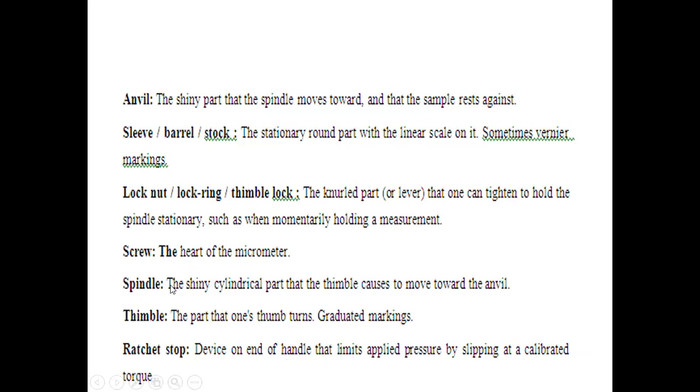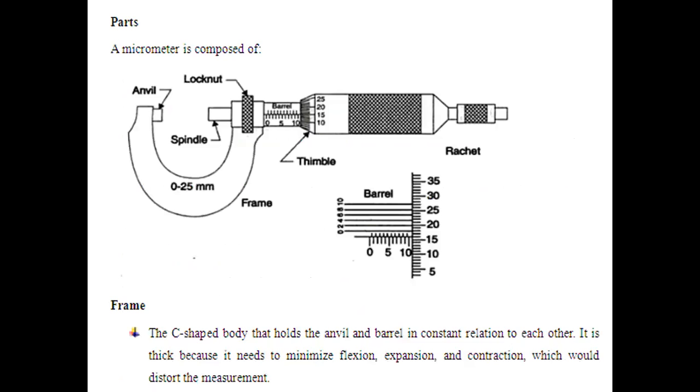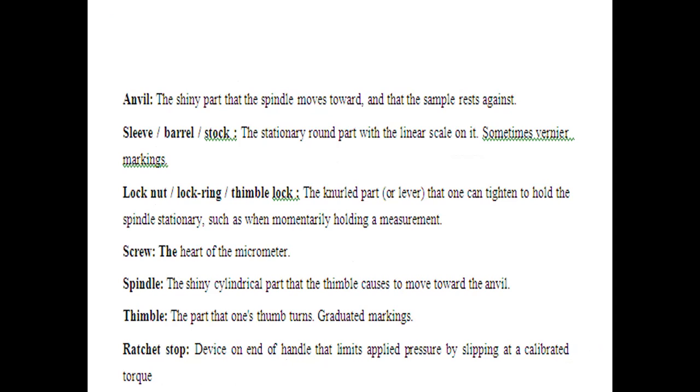Next one is the spindle, which looks like a cylindrical bar, directly coupled to the thimble. So this one is the spindle, which is directly coupled to the thimble scale for flexible forward and backward movement. Then the last one is the ratchet stop.